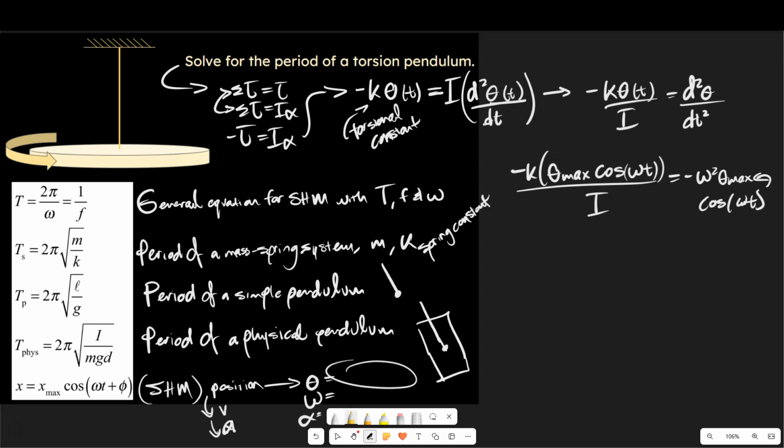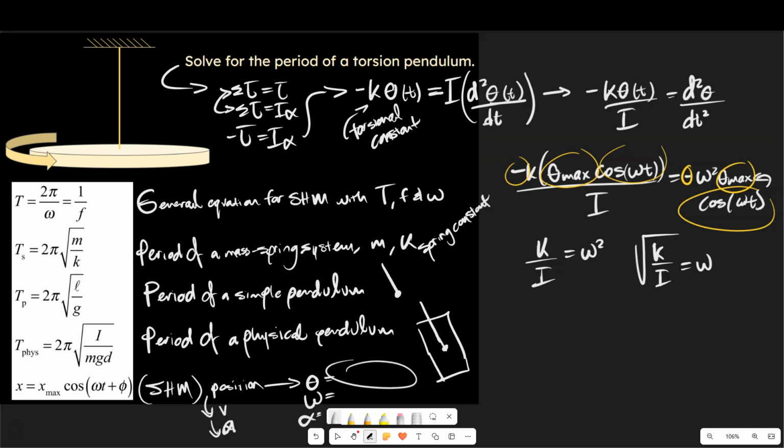Because if you start to think about what we can get rid of, notice we've got a negative sign here, we've got a cosine omega t, we've also got a cosine omega t over here. Also got this theta max and this theta max as well, and we'll get rid of that negative as well. So I'm just showing you some of the things that we can get rid of. So what do we end up with? Well, we end up with k over I is equal to omega squared, or we can take the root of both sides and say this is the root of k over I is equal to omega. We're getting closer to being able to solve for the period by doing some very useful things with our equations.